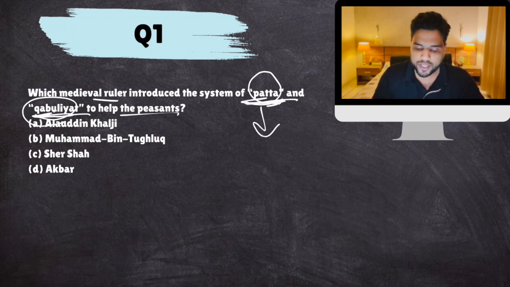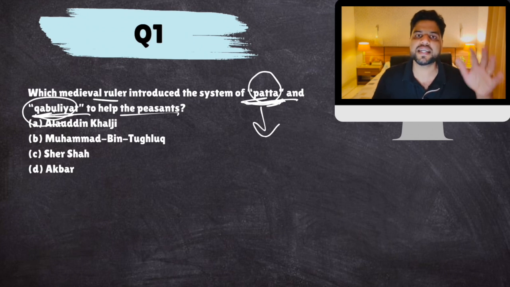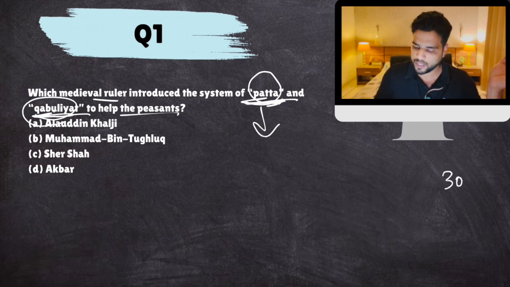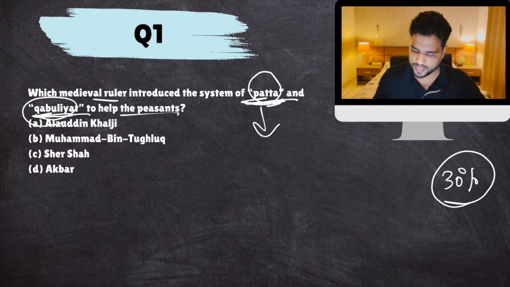Kabuliyat was the agreement between the peasant and the state. For example, 30% of your income or your produce would go towards the state. This was the agreement, kabuliyat. This was basically to reform the agriculture and land revenue system.